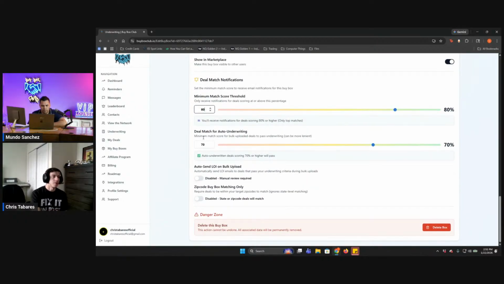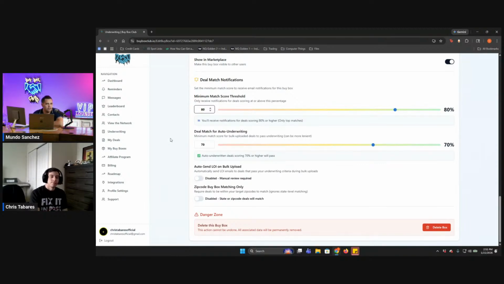Deal match for auto underwriting, minimum score for bulk uploaded deals. To pass underwriting, bulk uploaded deals. I think this one is probably geared more towards single family. I don't know if there's a way for me to implement this, I'll do it, but multifamily is not really scalable in terms of bulk underwriting.